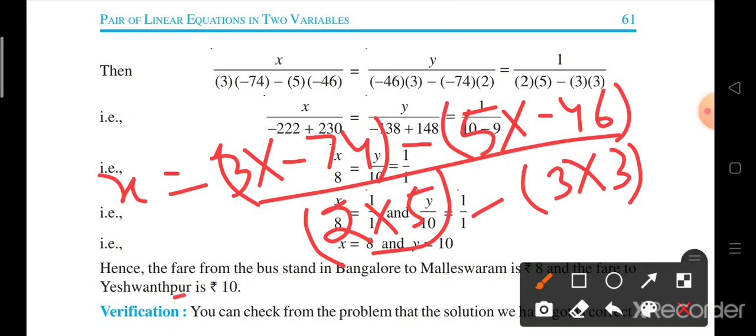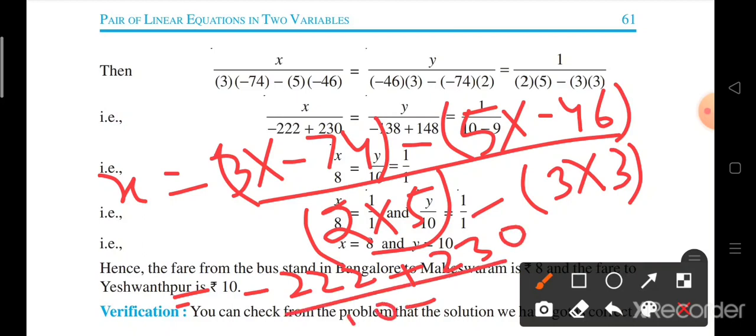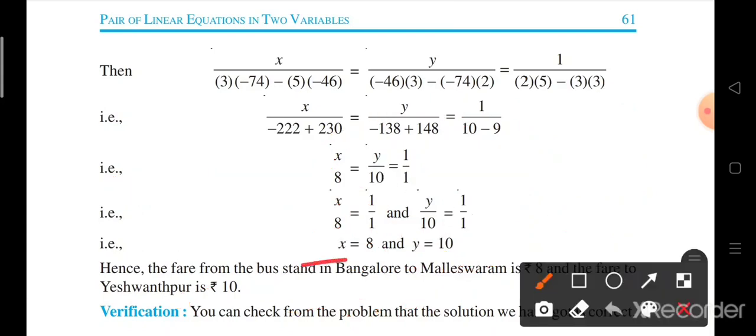When you solve it, the first part you get minus 222 plus 230, divided by 10 minus 9. When you add them, you will get 8 upon 1, that is 8. So x is equal to 8, as shown over here.